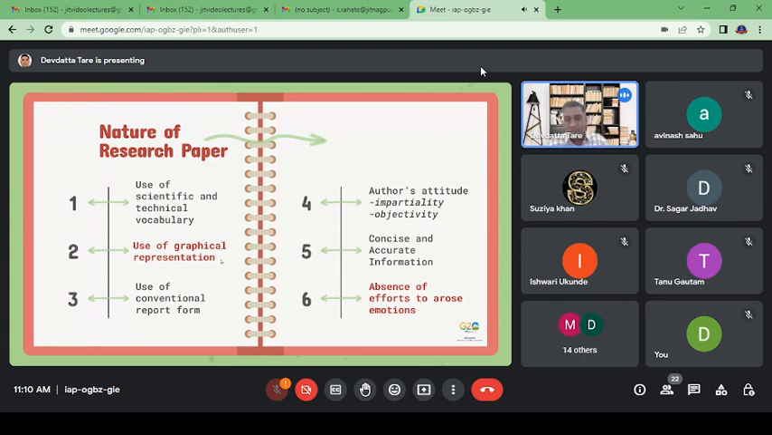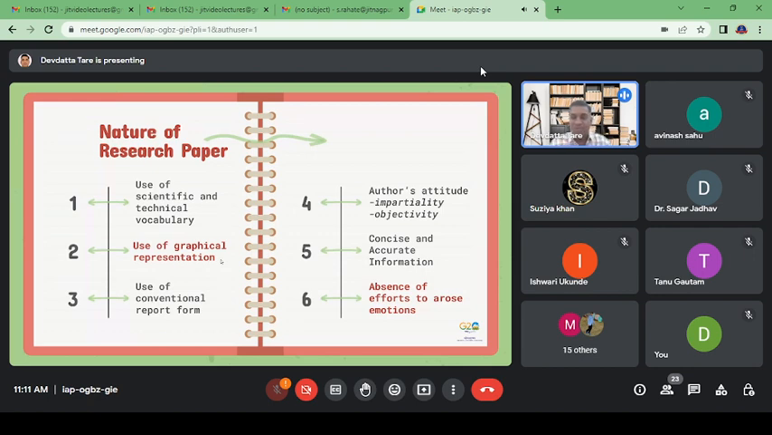So I will move to the third point, that is use of conventional report form. Now when I say use of conventional report form, what does it mean? First thing is that we should have an objective for why we are doing everything. But you should write it in a proper way, and that way should be justified. That means your presentation, your writing of paper should have a proper format.